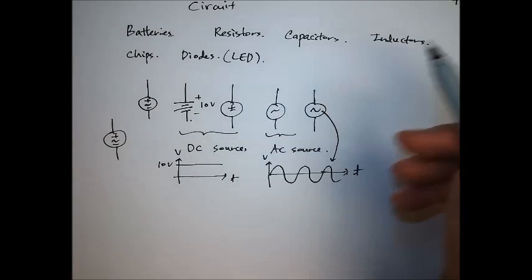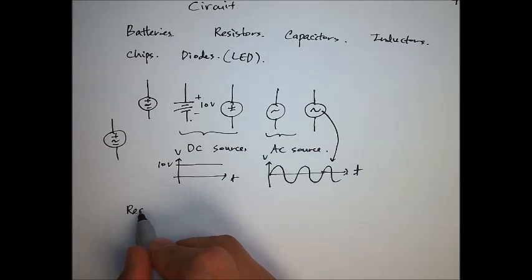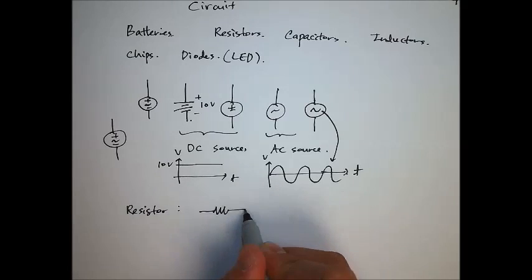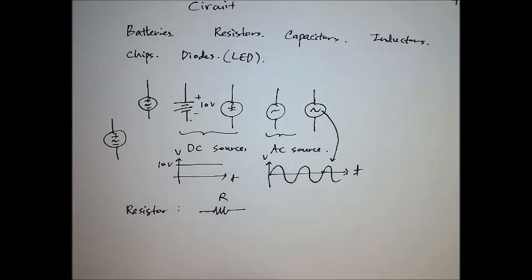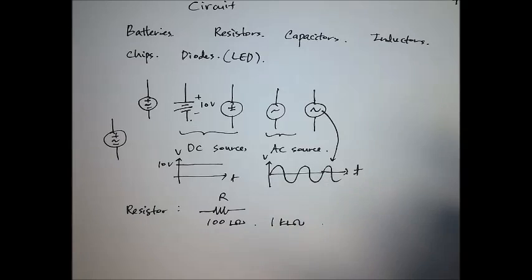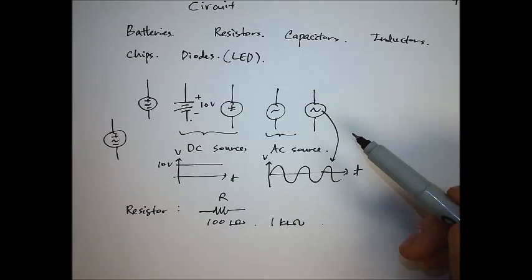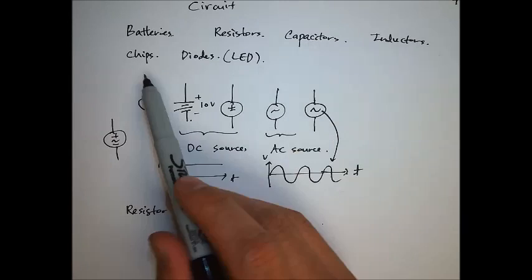And for a resistor, the model for a resistor is this. You have this kind of line for a resistor, plus R. So you can have, for example, a 100 ohm resistor, or you can have a 1 kilo ohm resistor. You have a whole library of resistors with all sorts of values, and that's the symbol for resistors. So a circuit is a network of all of these different components. In later videos I'll introduce what a capacitor is, what an inductor is, and all of these other components.